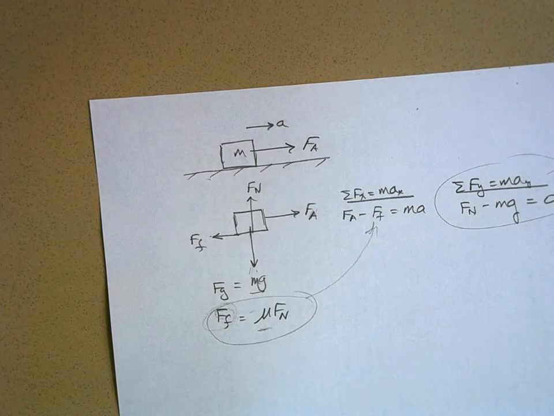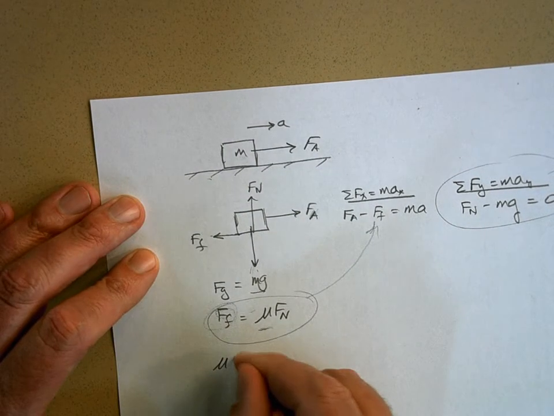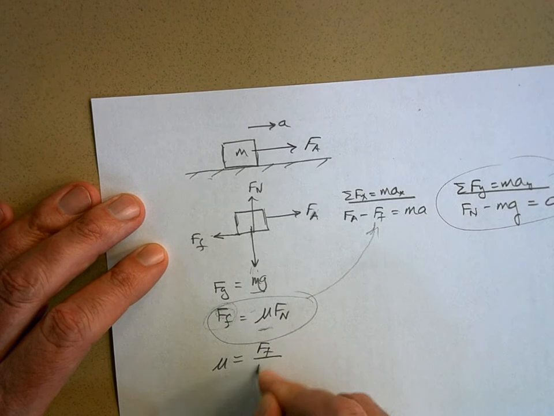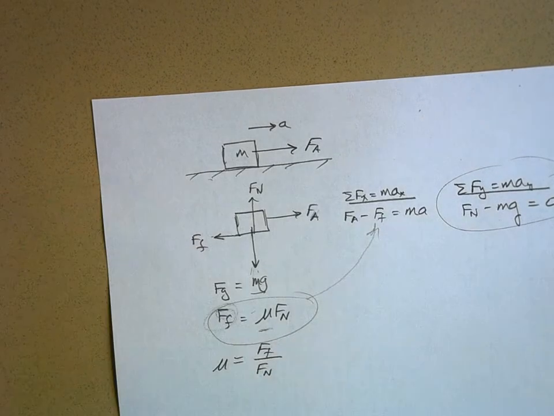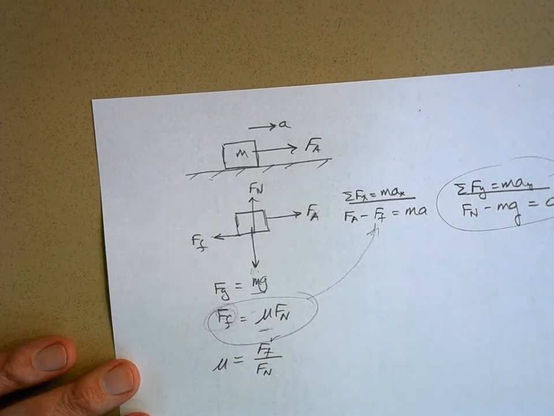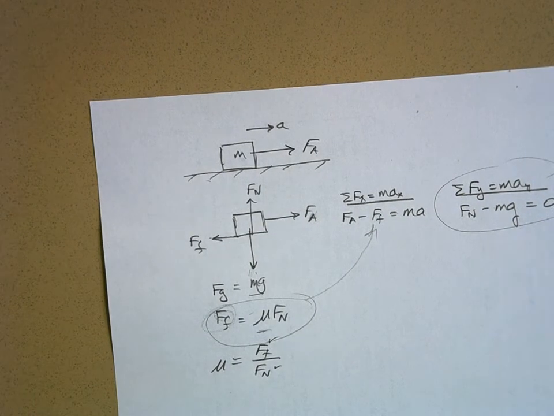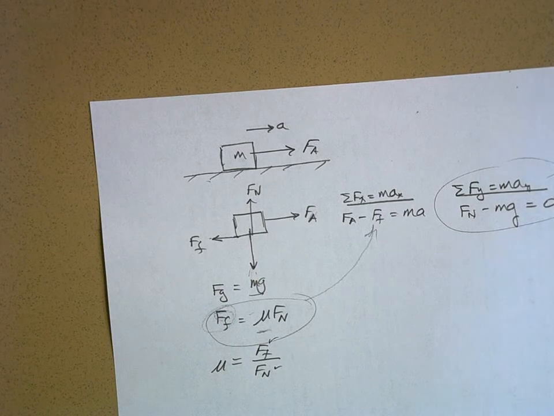Maybe the unknown is mu. How do I find mu? Well, if mu is not given and you have to find it, mu is equal to the force of friction divided by the normal force. So that tells me I have to find the force of friction and I have to find the normal force. What if I don't give you the mass in a problem? Guess what will happen if I don't give you the mass? It's going to cancel out. Either that or I really screwed up.